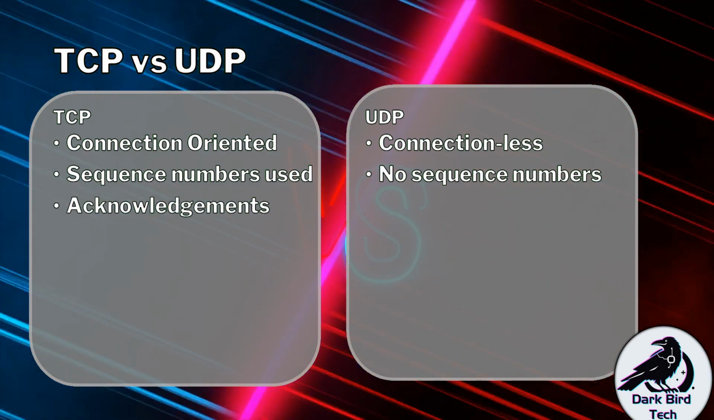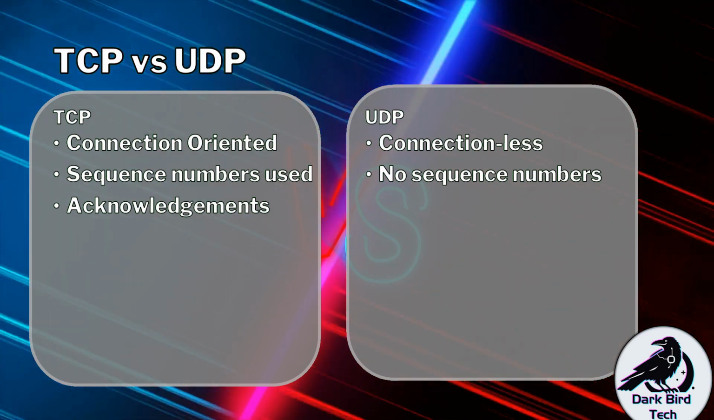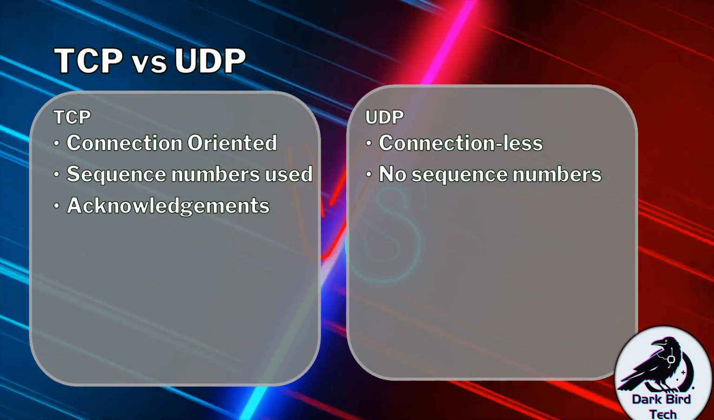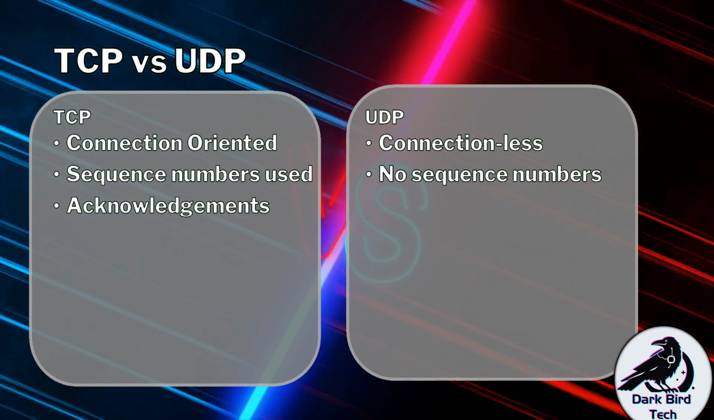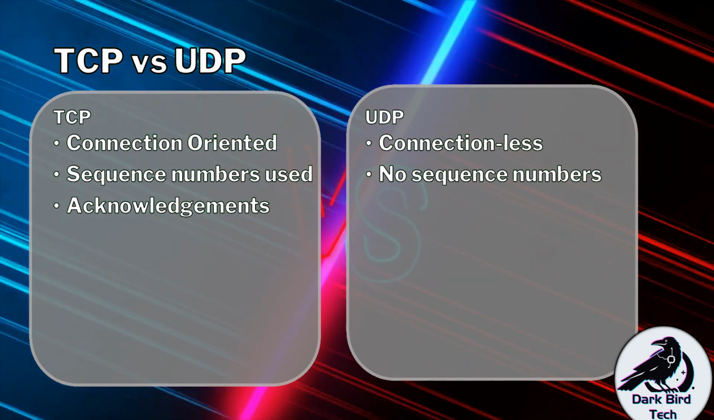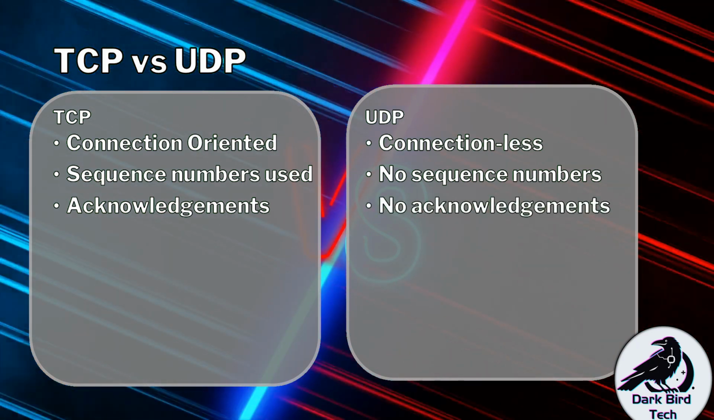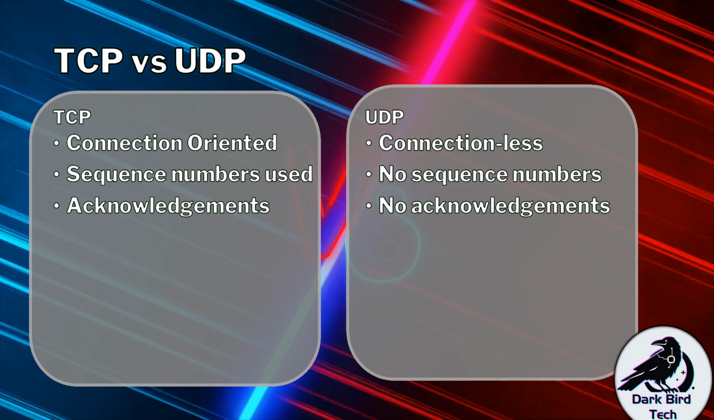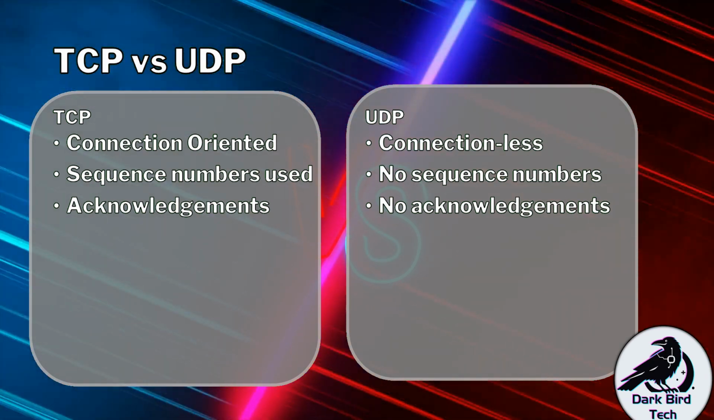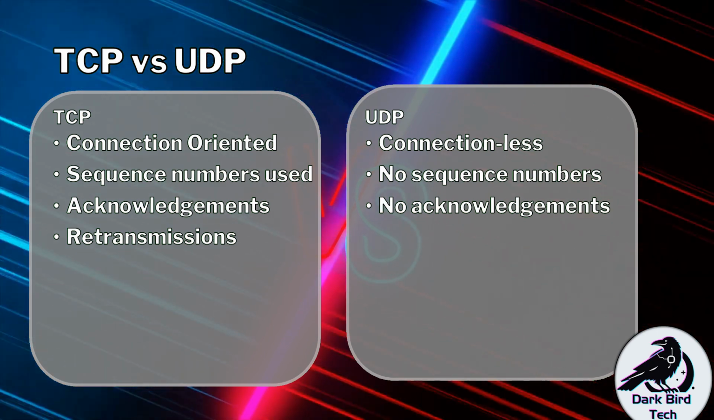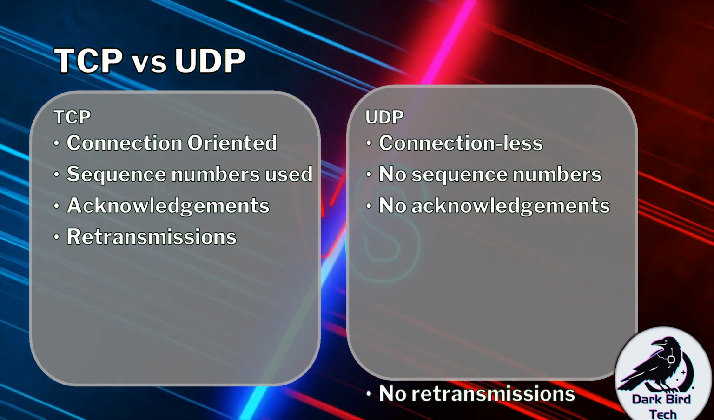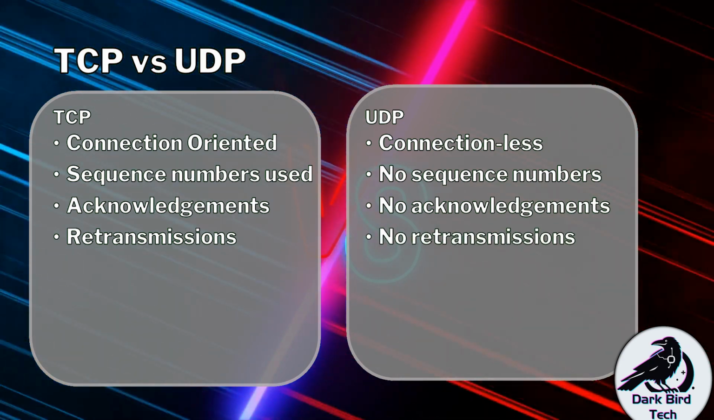TCP also does acknowledgements with the sequence numbering. So when I send something as the sender, the recipient through TCP will tell me they're ready for the next piece of data. That's nice. So I know they got it, or I know I need to resend it. With UDP, there's no acknowledgements at all because it depends on sequence numbering. So obviously no sequence number, no acknowledgements. TCP also does retransmissions, where if something doesn't get there, it'll get resent. UDP, on the other hand, no retransmissions.